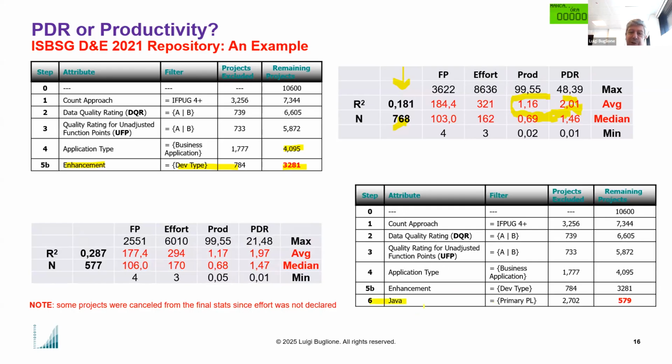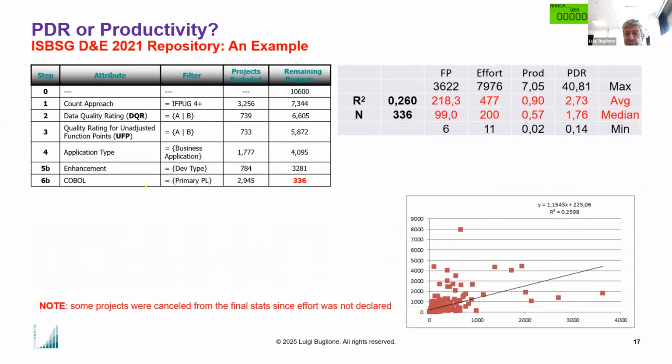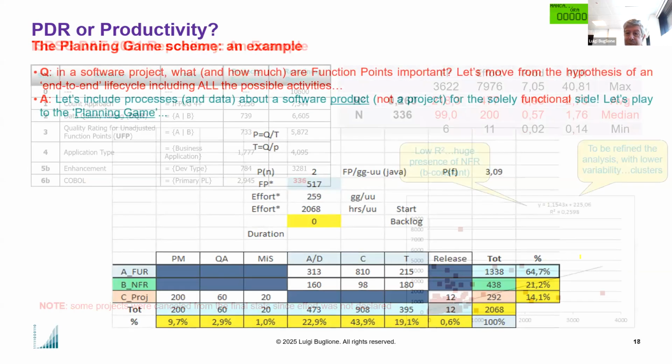If I introduce another criterion about the primary language, for example filtering by Java within the enhancement dataset, I end up analyzing 579 projects, and the R square is still not so high. With a certain number of projects, there is a certain stability in the productivity and PDR values. But it's important to understand which drivers can make the values different. COBOL, as you know, is an older legacy language than Java or newer programming languages. So it's important not only to analyze using numbers, but potentially to refine the analysis using graphics.